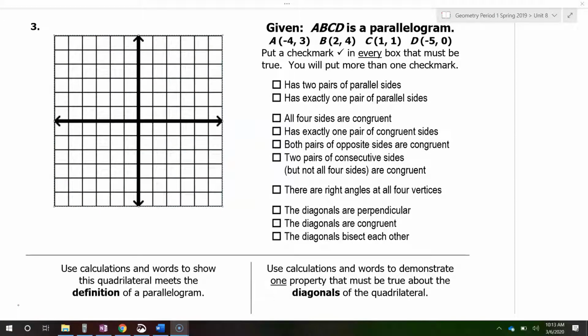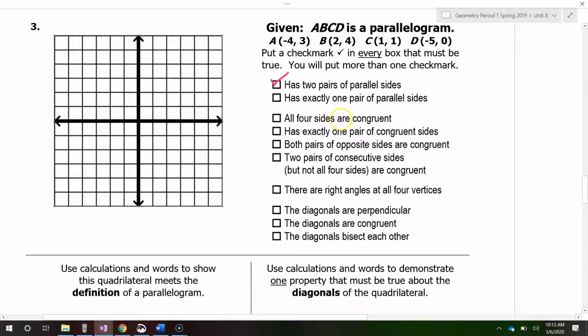Given that ABCD is a parallelogram, first let's go through and mark all of the things that apply to a parallelogram. It has two pairs of parallel sides. Am I going to mark that off? Yeah, two pairs of parallel sides. That's the very definition of a parallelogram, so we'll definitely check that off. Exactly one pair of parallel sides? Well, no. We already said it has two pairs.